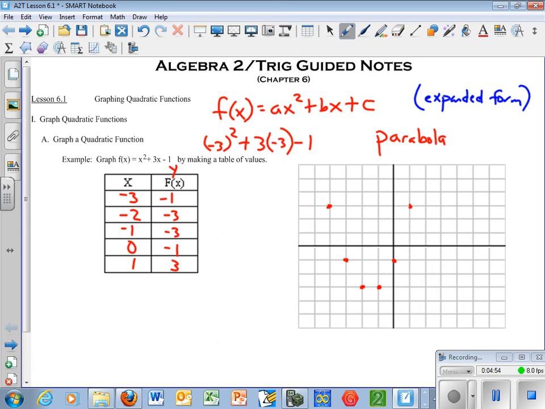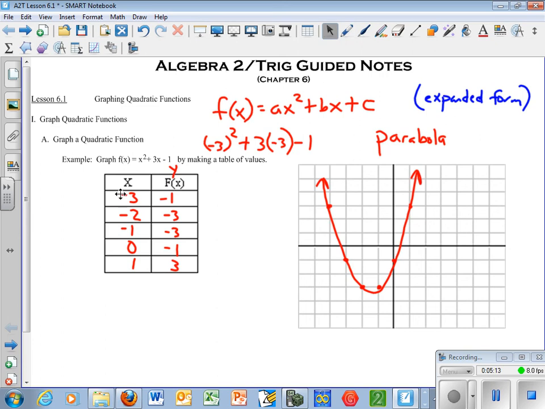Now, if you see here, the vertex is actually somewhere between an x value of negative 1 and negative 2. But we're just doing a rough sketch here, so here's kind of what our graph will look like if we go through and we draw the parabola, and then it's going to go up really fast from there. Make sure you put arrows on each end.